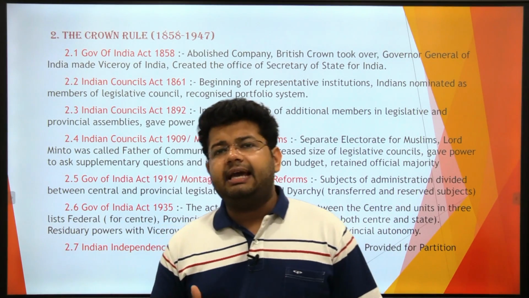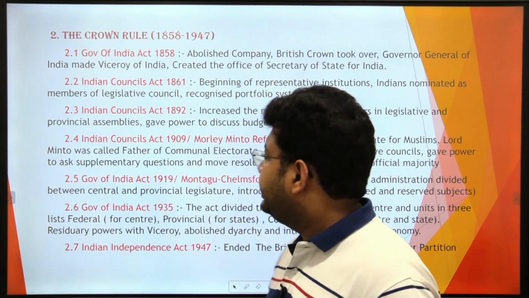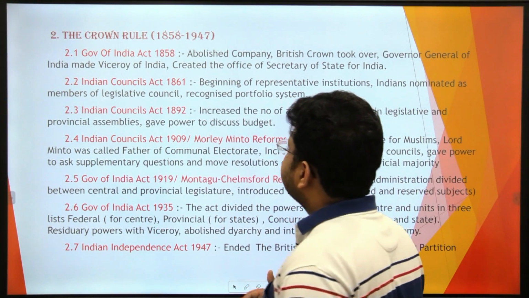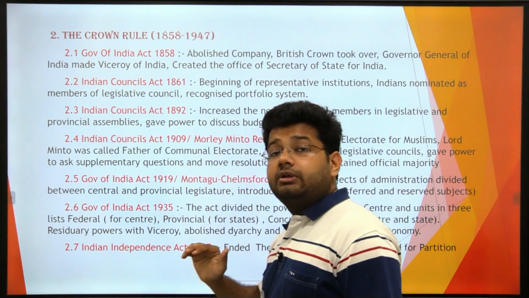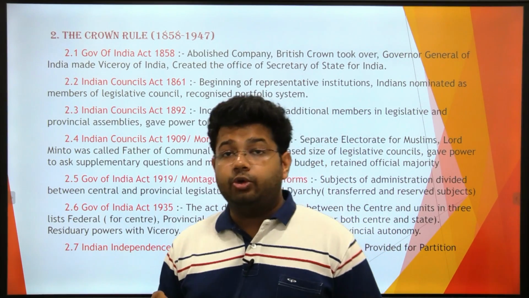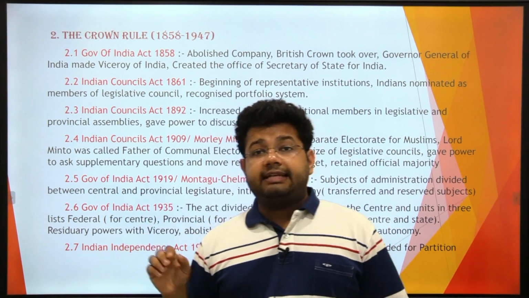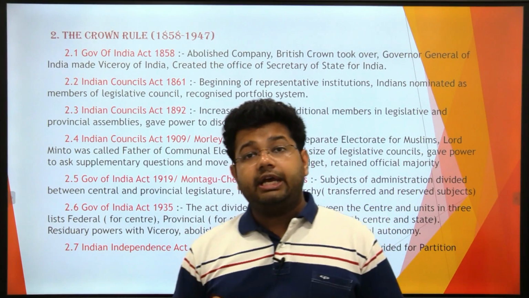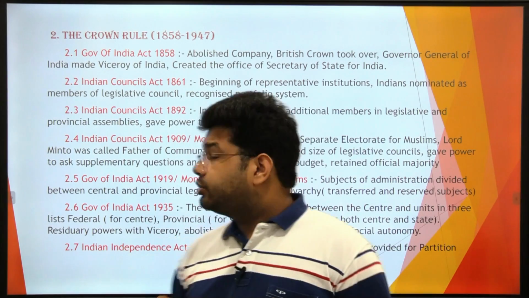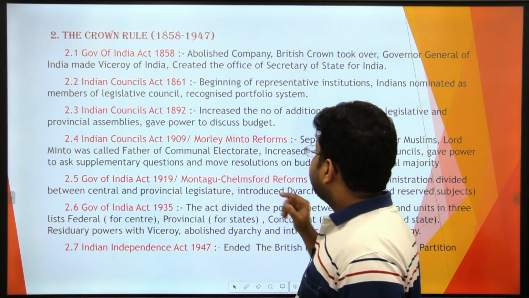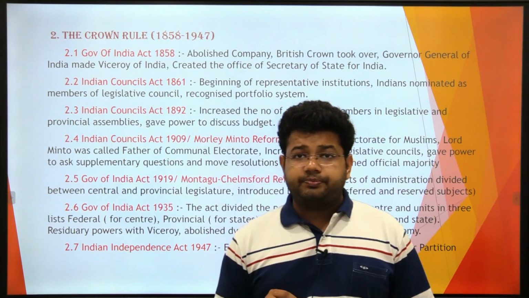Out of these three acts, the very important thing that we need to remember is the Indian Councils Act 1909, also known as Morley-Minto reforms. Now, Morley was at that time the Secretary of State for India and Minto the Viceroy of India. Through this act, separate electorates for Muslims were introduced.